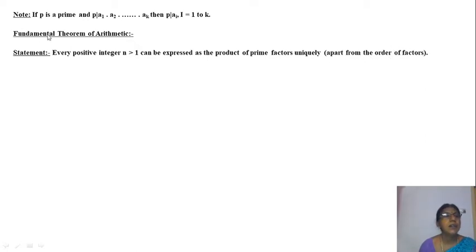Once we see the statement, every positive integer n greater than 1 can be expressed as, that means n is a positive integer greater than 1, so n starts with 2, 3, 4, positive integers only. So this n can be expressed as a product of prime factors uniquely.